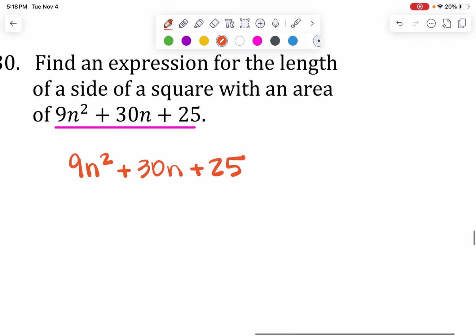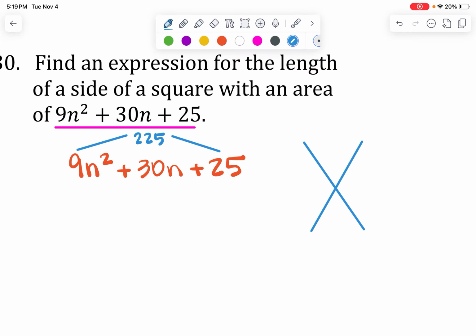I don't see a GCF, so I'm going to go ahead and multiply against some big numbers, but that's okay. We got a calculator to help us out. So 9 times 25 gives us 225. So I need to find the only two numbers that multiply to give me 225, but add to give me that 30 in the middle. Well, I already know the answer to that is 15, because it's a square, which means my numbers have to be the same, and 225 is a perfect square.